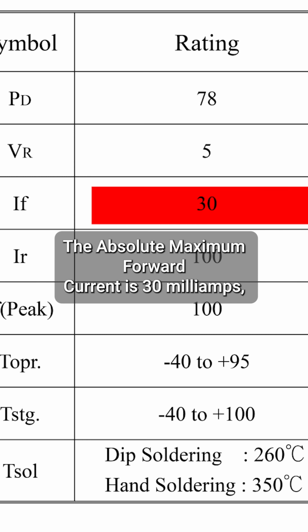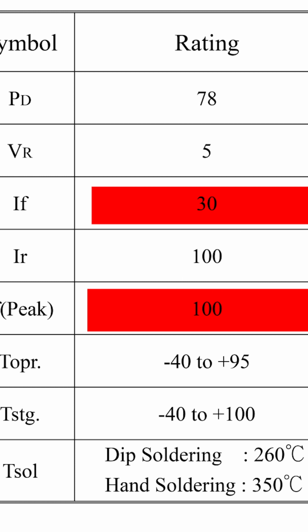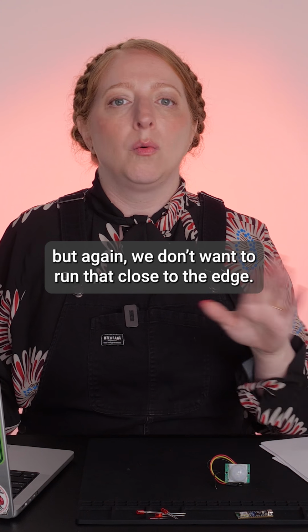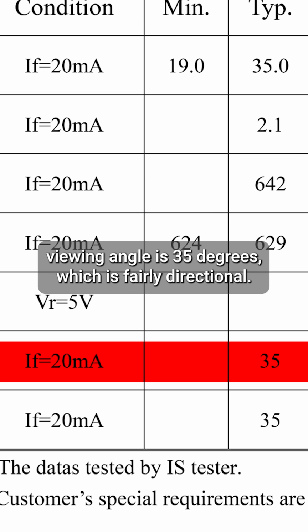The absolute maximum forward current is 30 milliamps, and the peak is even higher at 100 milliamps in pulsed mode. But again, we don't want to run that close to the edge. We can see that this LED's viewing angle is 35 degrees, which is fairly directional.